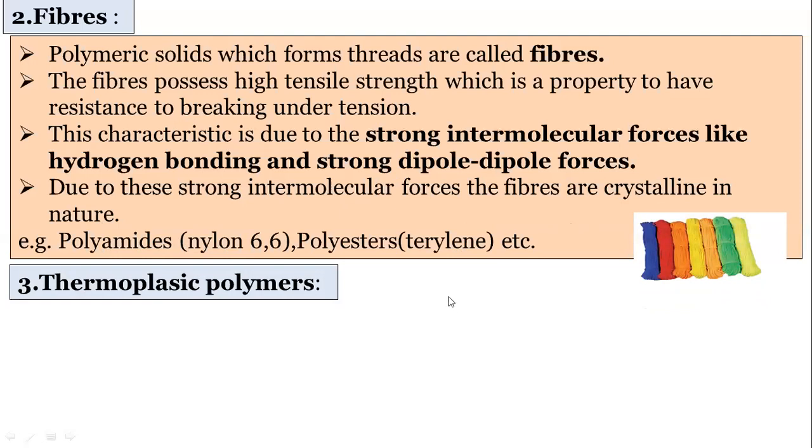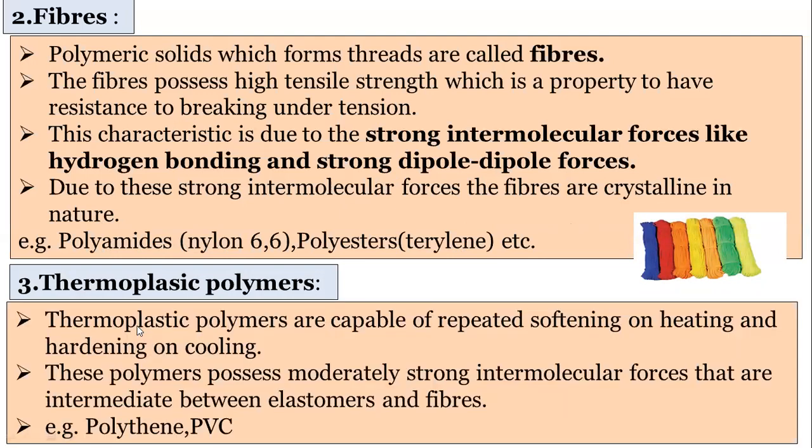Then thermoplastic polymers. Remember the example of PVC pipes. Thermoplastic polymers means if the polymer, these PVC pipes, are heated, they become soft, and after cooling, they become hard. So thermoplastic polymers have the property that when heated, they become soft, and when cooled, they become hard. So they can be remolded.